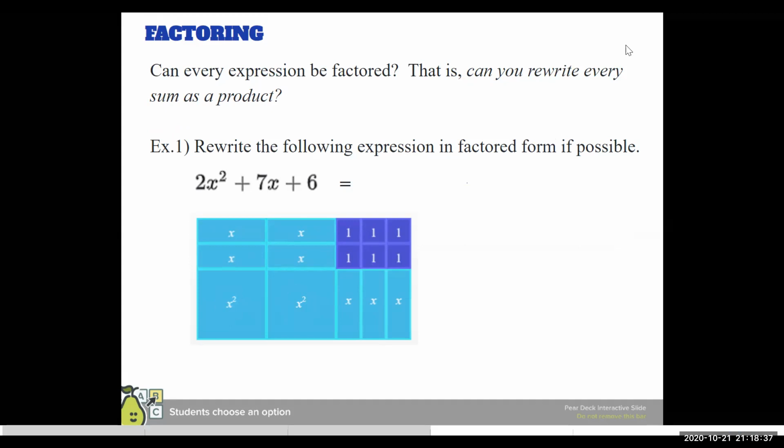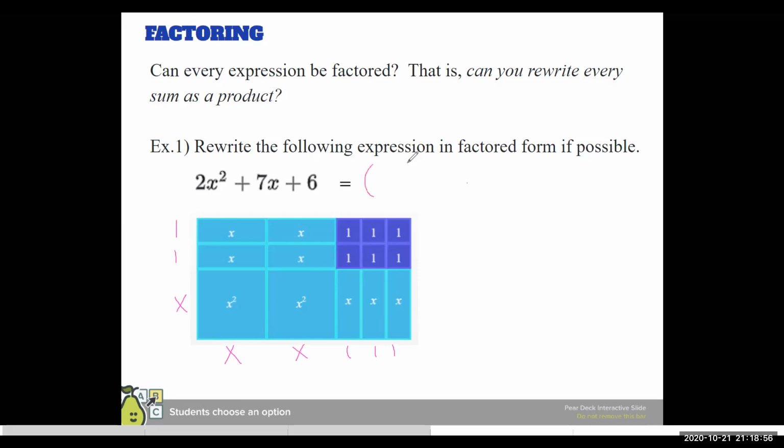What we're going to do now is write it as a product. So we have to find the edge length. Remember, x squared is just x times x, so this would be an x as well. And then these little edges are ones. And finally, I can write my length times width.